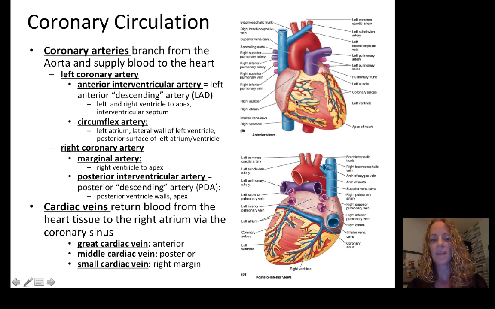The great cardiac vein runs along the left side of the heart with the left coronary artery. The middle cardiac vein runs near the posterior descending artery, or the posterior interventricular artery, on the posterior side of the heart. And the small cardiac vein runs along with the right coronary system. Each of these three large cardiac veins will drain into this area here, which is on the posterior side of the heart, and that's the coronary sinus. There's an opening from the coronary sinus to the right atrium, where that blood will be returned to the heart.